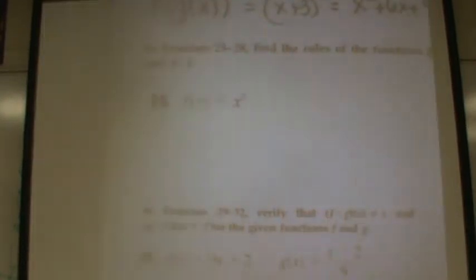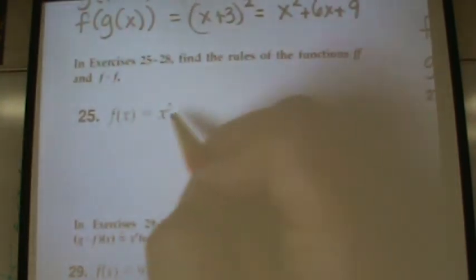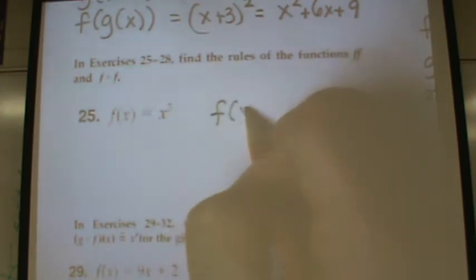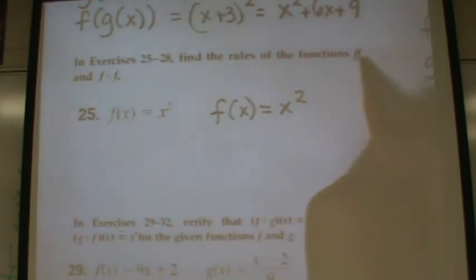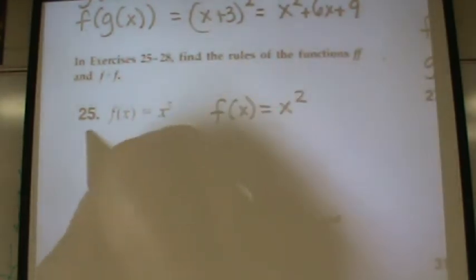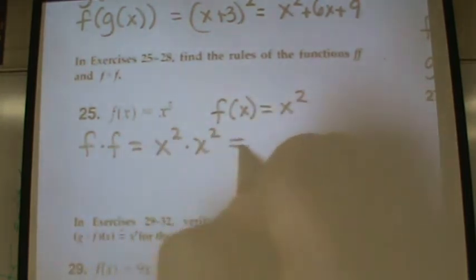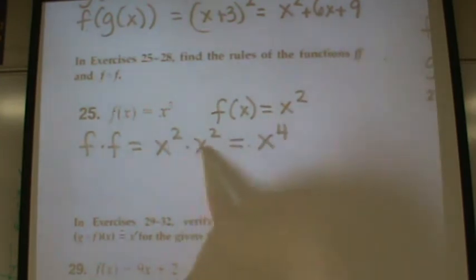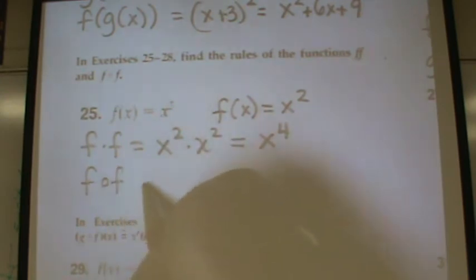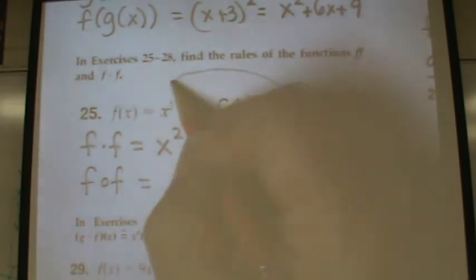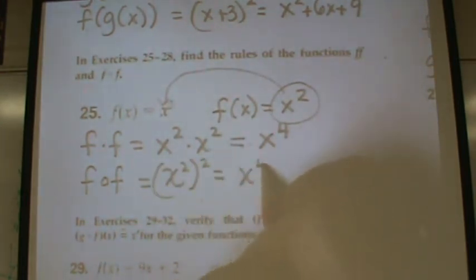Okay, the next one, 25. There's two things they want you to do, ff and f of f. Well, what I would do is I would rewrite this again so I can see, what is ff? It means take these two and multiply them together. So what's x squared times x squared? It's simply x to the 4th power. If bases are the same, you add the exponents. Well, what's f of f of x? You're going to take this and plug it in here. So you have x squared squared, and it results in x to the 4th power.